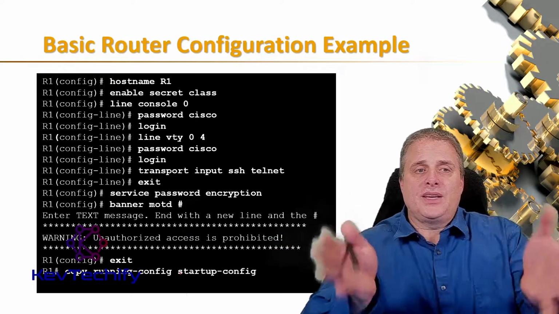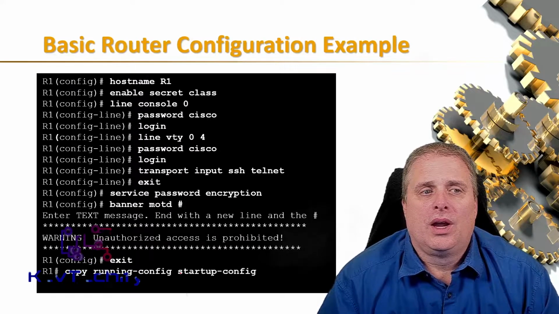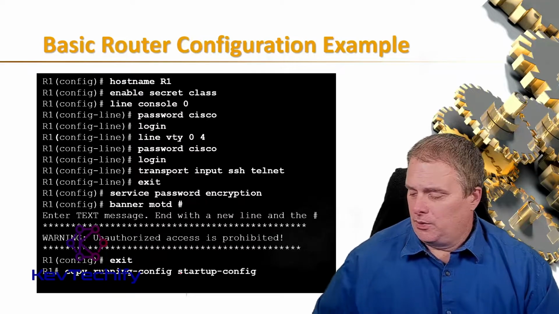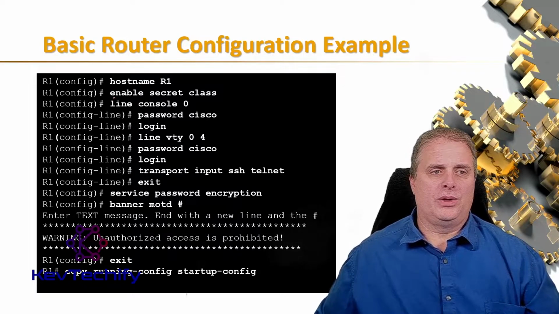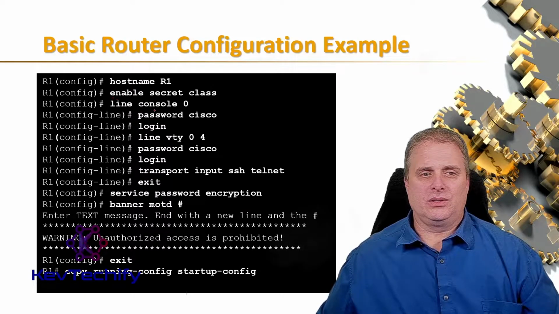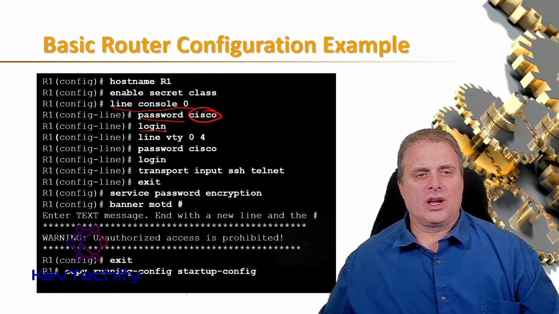Here's a basic router configuration example. These are the steps you should work through as you look at configuring your device for the first time. We set our host name. We do the enable secret class. Then we do our line console. We're securing our line access. We set the password here of Cisco. We tell it to use the login process.